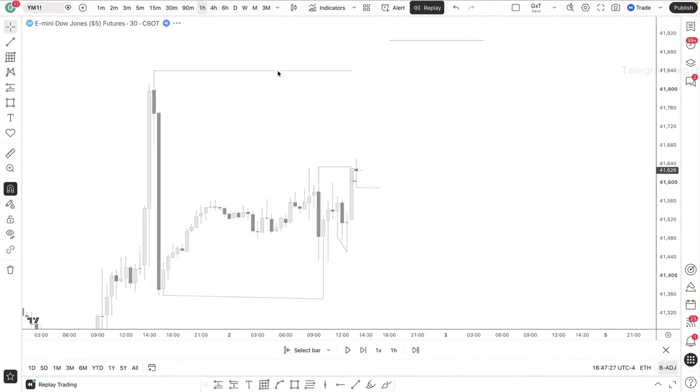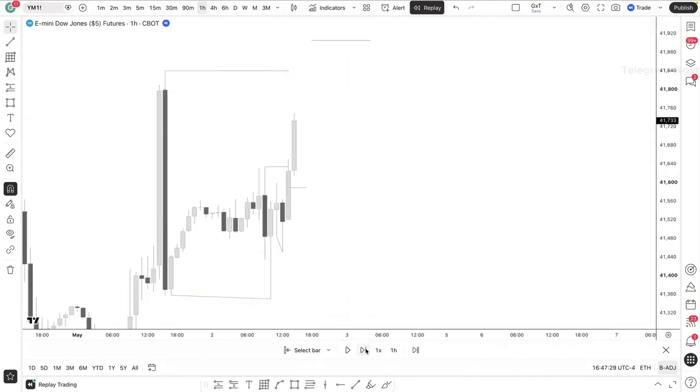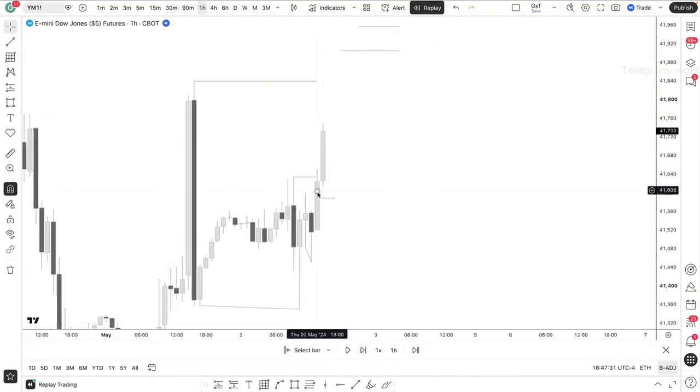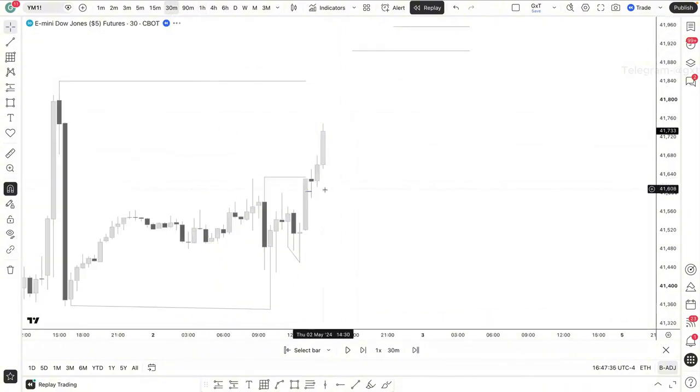So if we play price forward here, we get that hourly gap, right? This is exactly what we want to use, right? And you wouldn't be entering this either. You wouldn't be entering this 30-minute gap. Why?